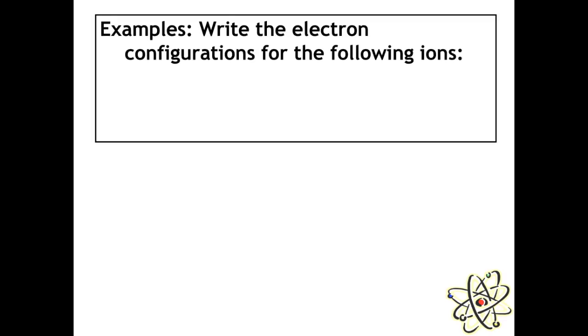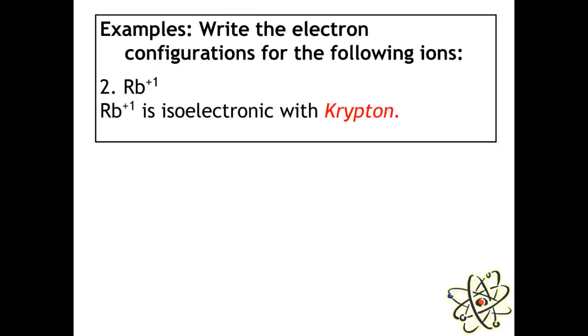Let's look at an example. Let's write an electron configuration for the ion Rb plus 1. That's rubidium. It has 37 electrons. But it says plus 1, which means one of those electrons was taken away because there now is a positive charge, which means more protons than electrons. So rubidium looks like krypton, because if you take away an electron, you now have 36 electrons, and krypton has 36 electrons. So rubidium plus 1 is isoelectronic with krypton.